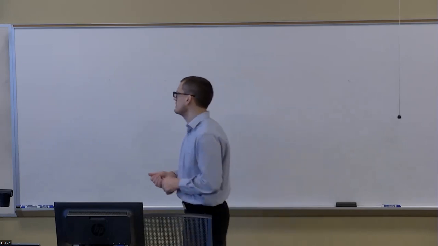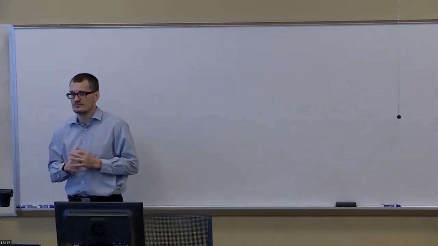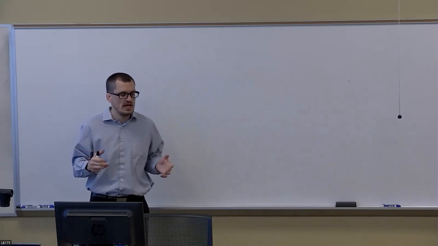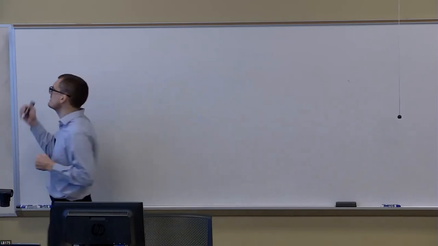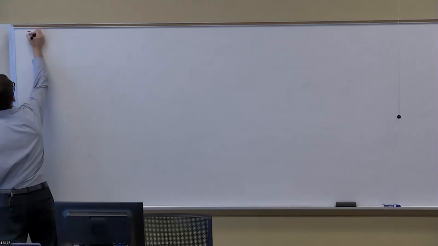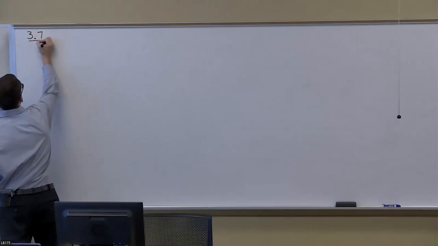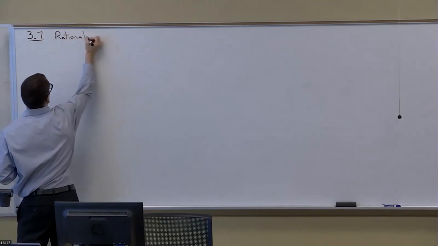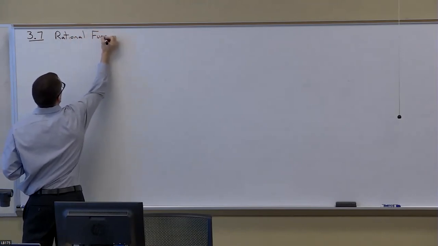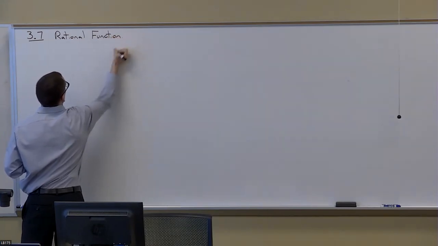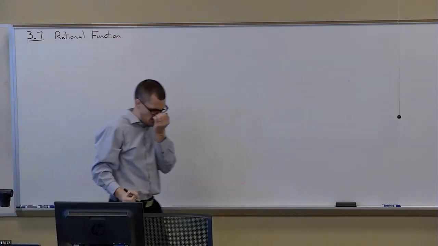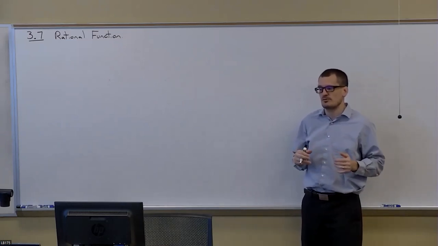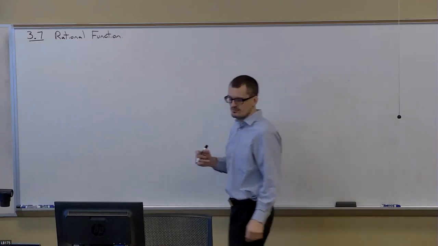Now, I bring that up because, remember, a rational number is a number that's just written as a fraction. And what we're going to go into today in 3.7 is a rational function. So we've dealt with polynomial functions a lot in chapter 3. Now we're going to deal with rational functions.